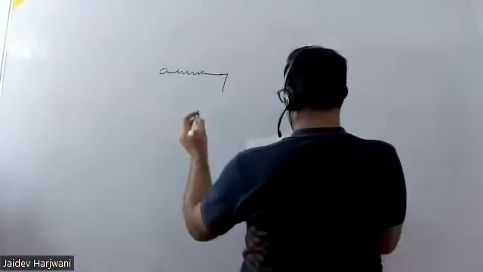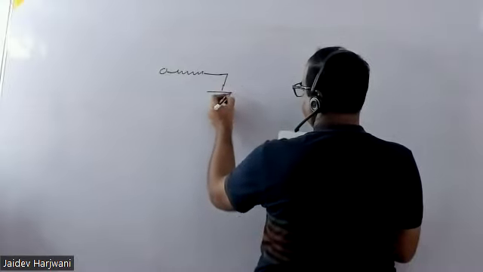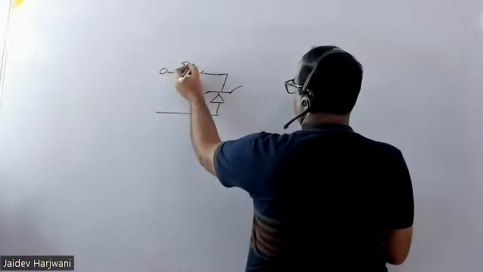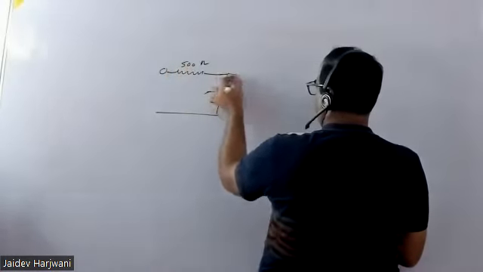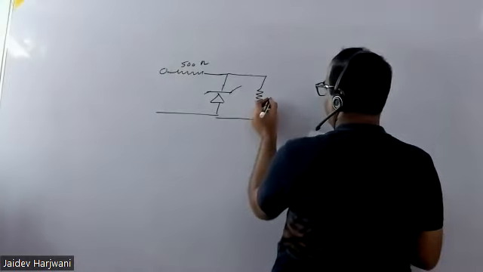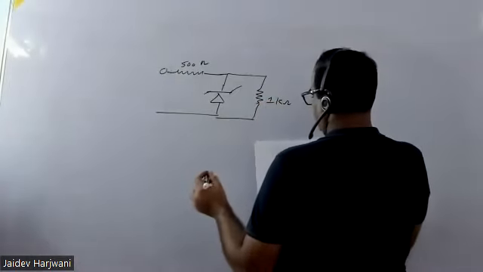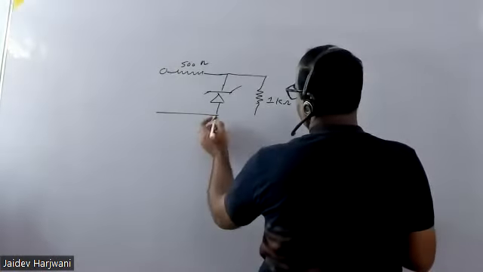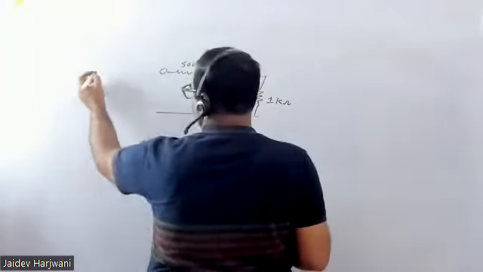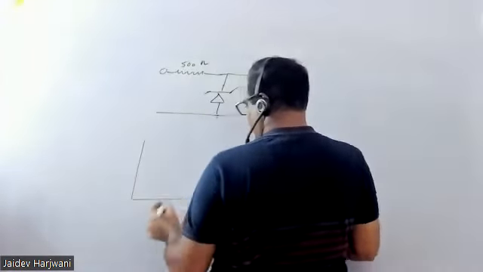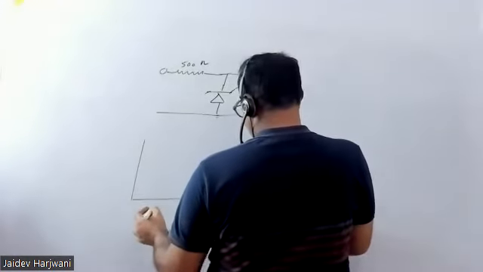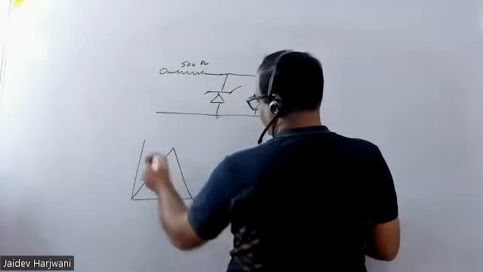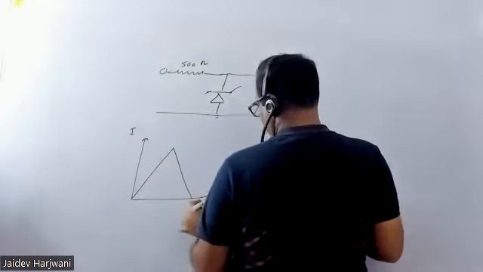Okay, so they have given you a Zener diode, and across it you have a load resistance RL of 1 kilo ohm. Now they are flowing current in the circuit, the input current. So I'm plotting the input current here, and the input current goes up to 10 milliampere. This is the input current with time.